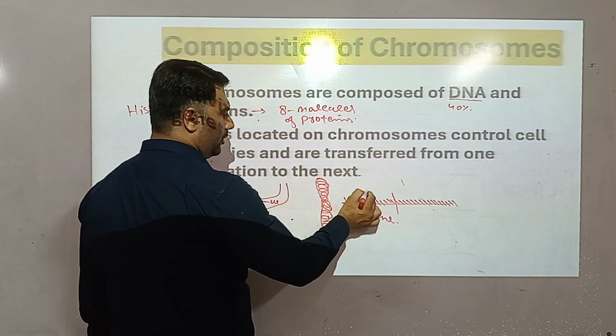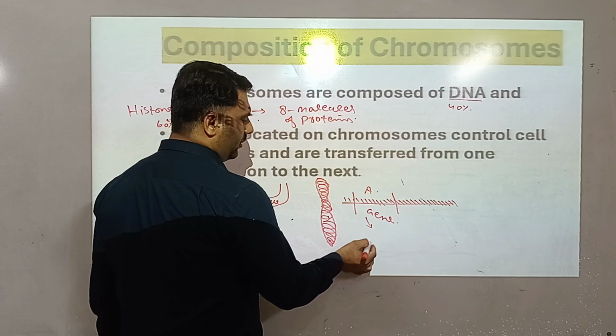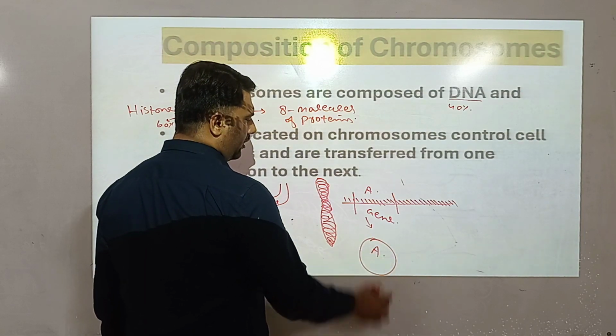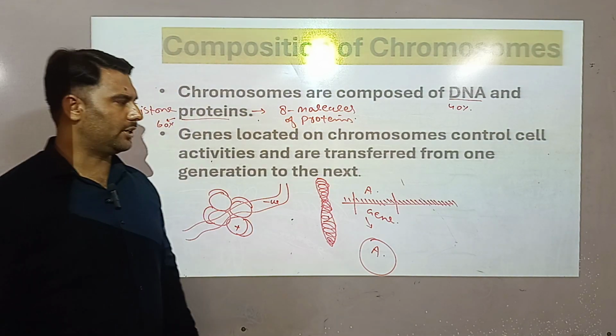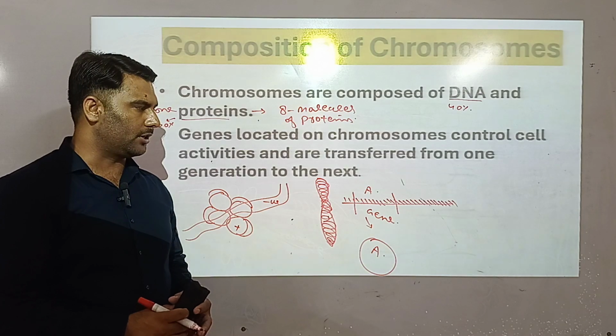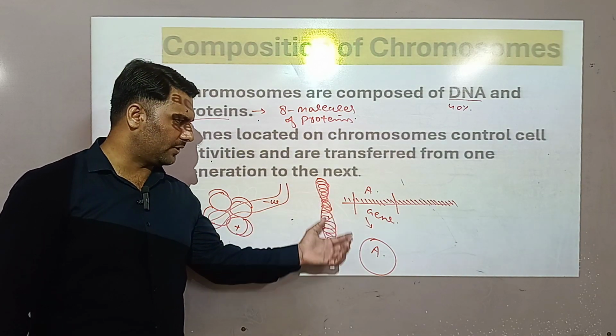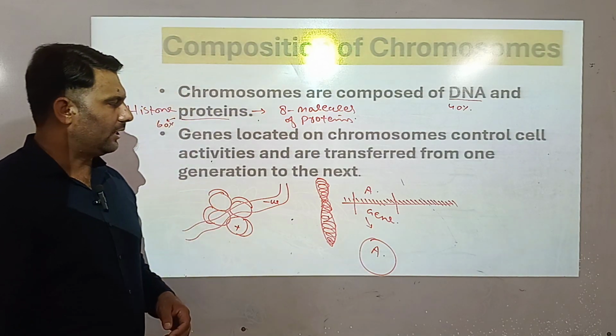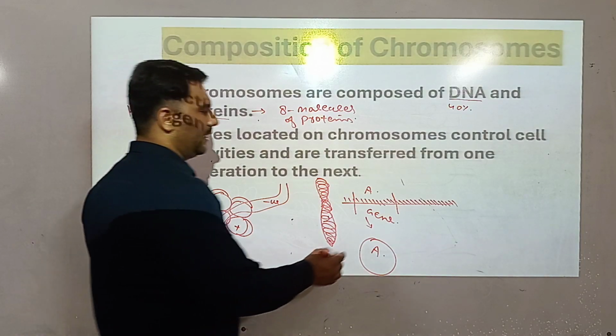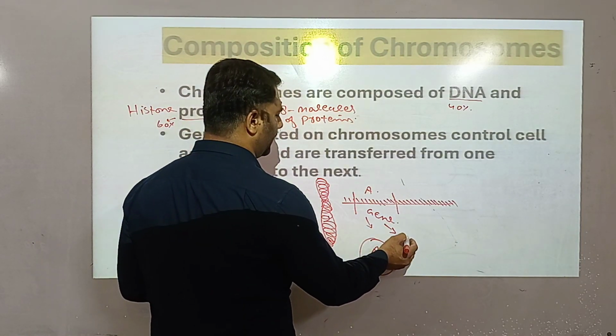For example, if the gene is A, then a protein will be formed, and this protein will also be called A. So every gene contains nucleotides, and nucleotides specify the sequence of amino acids in the further protein. And these genes are inherited, which are transferred to the next generation.